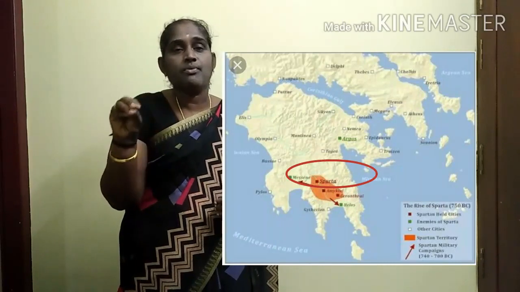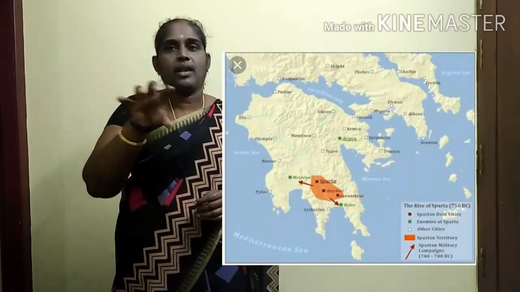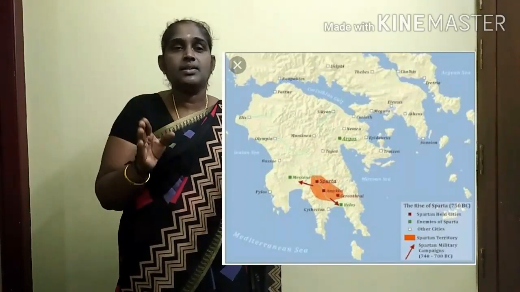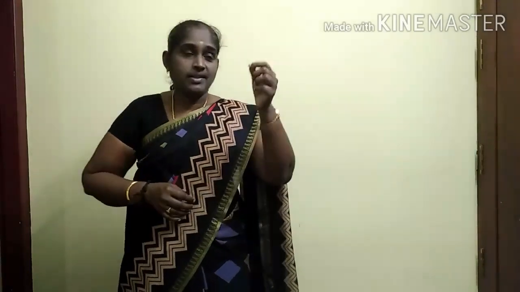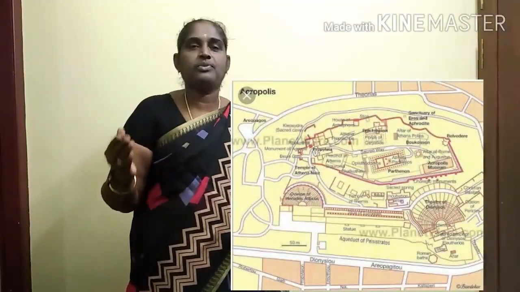But the Greeks founded colonies on the sea coast. So trade developed and they earned revenue also. By the 8th century BC, Greece had turned into a network of city-states. Many cities joined together and developed into a network of city-states. Acropolis is a fortified city of the ancient Greeks.